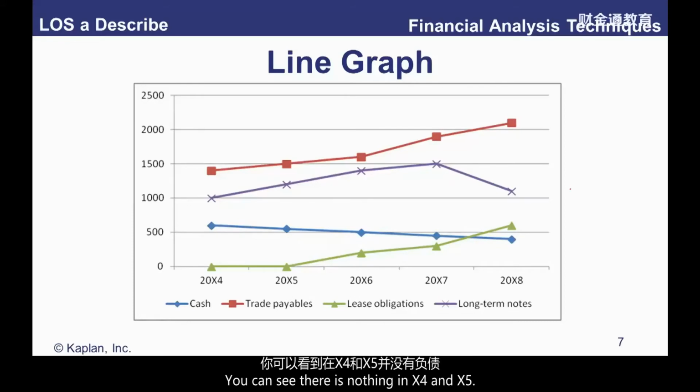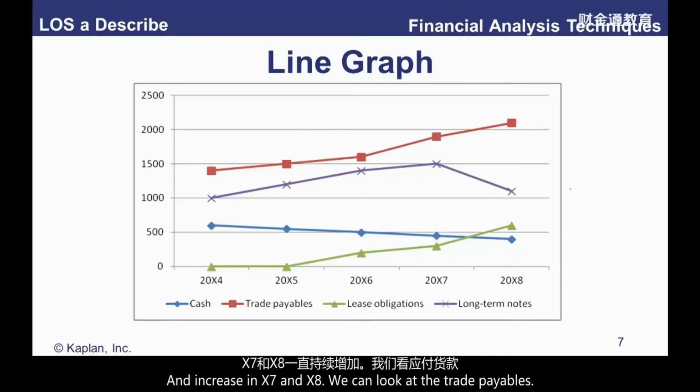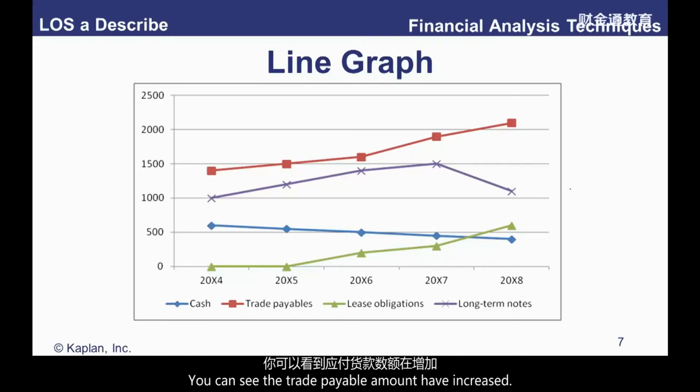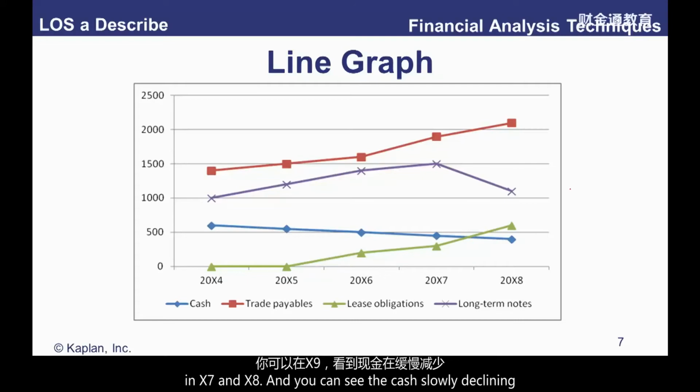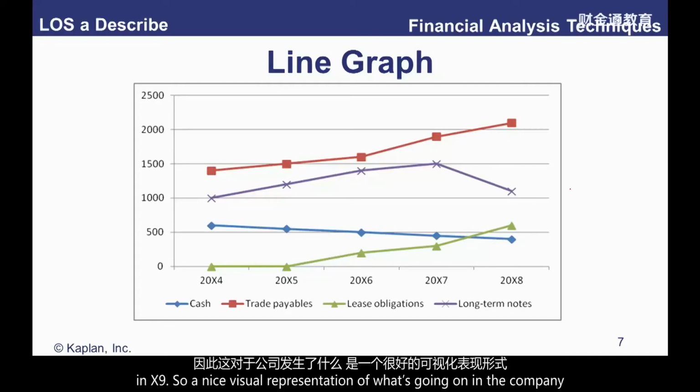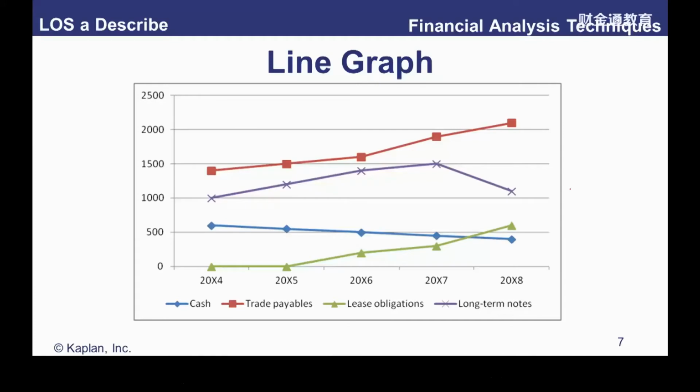You can see there's nothing in X4 and X5, and you can see that increase starting in X6 and increasing in X7 and X8. We can look at the trade payables. You can see the trade payables amounts have increased, and you can actually start to see the size of the increase or the speed of the increase. So we can see that it's stepped up because the angle of our line is increased in X7 and X8. And you can see the cash slowly declining each time. So a nice visual representation of what's going on in the company.